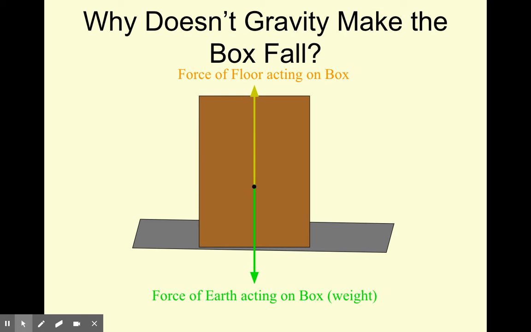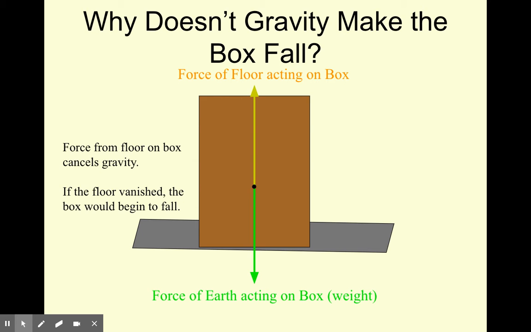Again, think about the box sitting on the floor. The force of the earth acting on the box is its weight, but there is also the force of the floor acting up on the box. They have to be equal but opposite. We know that because the box isn't moving. If all of a sudden the box shot up in the air, then we'd say that the normal force, the force upwards, is greater. If the box fell through the floor, then we'd say the force of gravity is greater.